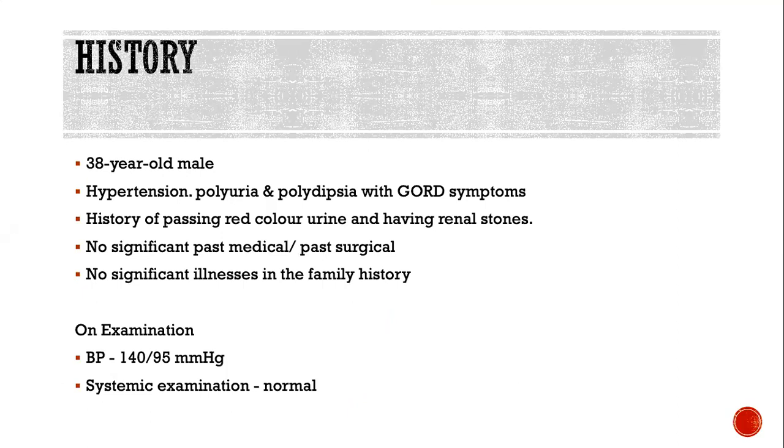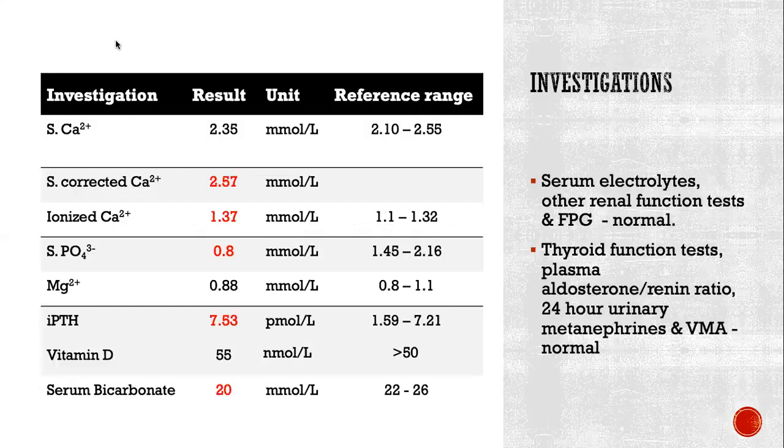A 38-year-old male presented with hypertension, polyuria, polydipsia with gastroesophageal reflux disease symptoms. He had a past history of passing red color urine and having renal stones. Other than that, there's no significant past medical or past surgical history, and no significant illnesses in the family history. On examination, his blood pressure was 140 by 95 mm mercury, and the systemic examination was normal.